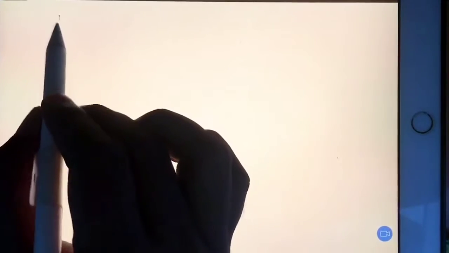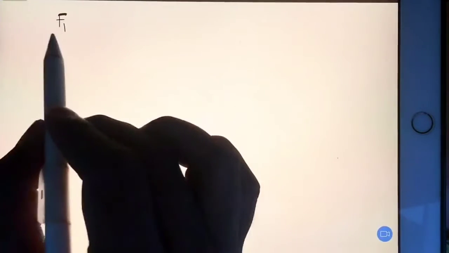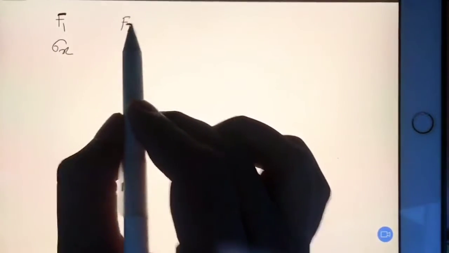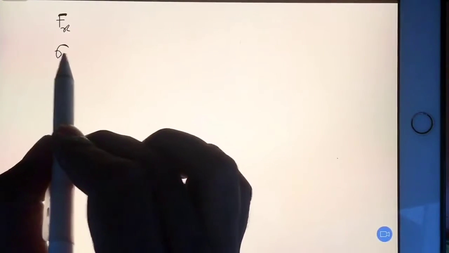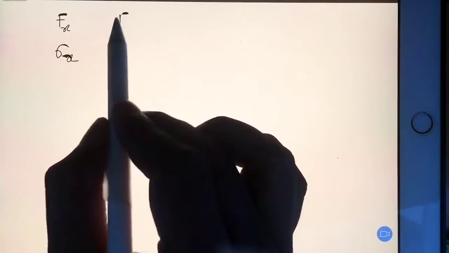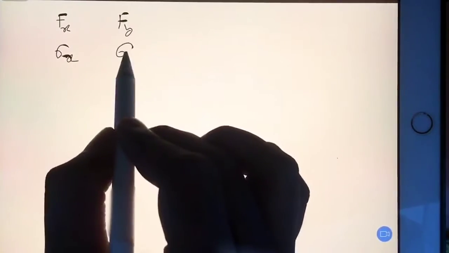Now the idea is we are applying force F1, because of that I am getting sigma x stress. Then I am applying force Fx, sorry, not F1, Fx, because of that I am getting sigma x. Then I am applying Fy force, because of that I am getting sigma y stress.